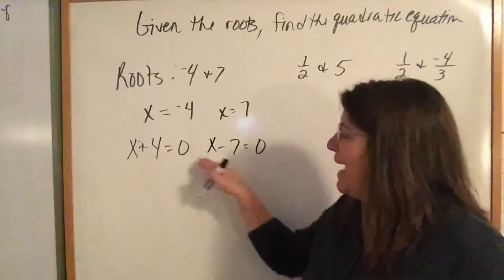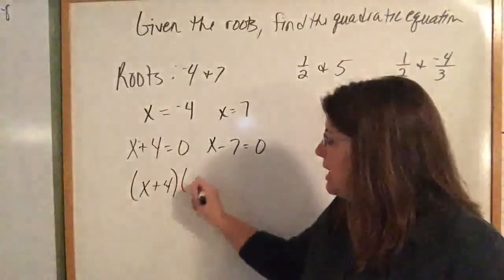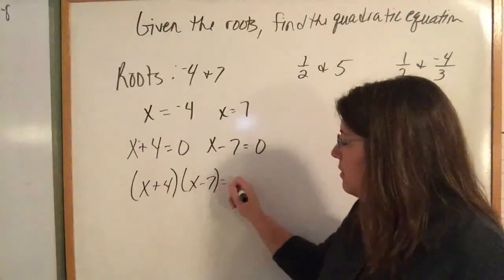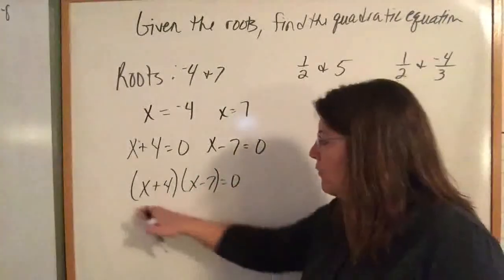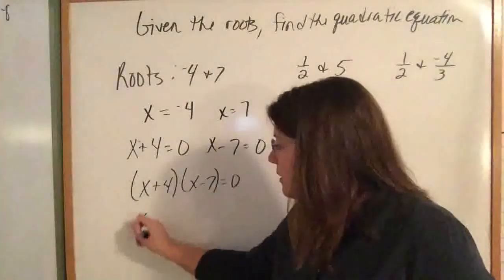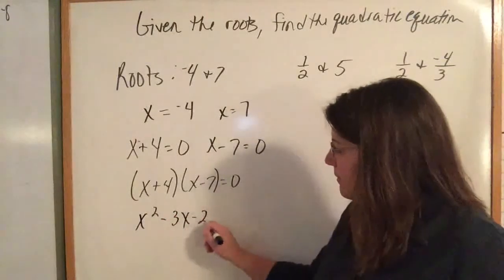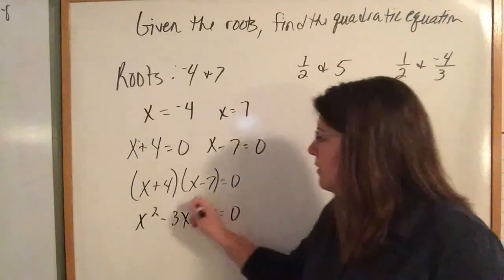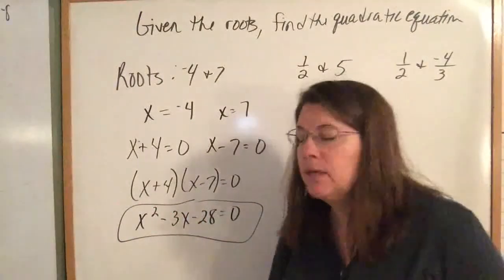Well, when we had the two factors multiplied together and set equal to 0, right? That's what we're working backwards. Now if we FOIL this, this was the original polynomial function that we would have started with.